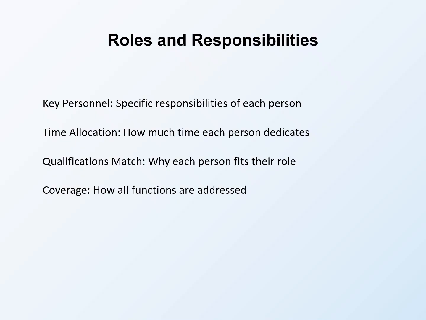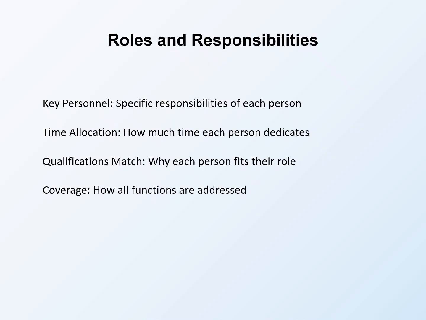Reporting relationships clarify accountability structures. Who does each position report to? Who supervises whom? Clear reporting prevents confusion about authority and accountability. Include these relationships in your organizational chart and narrative descriptions.